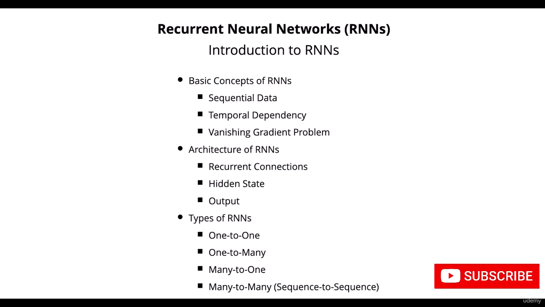One-to-many generate a sequence output based on a single input, example image captioning. Many-to-one produce a single output based on a sequence of inputs, example sentiment analysis. Many-to-many or sequence-to-sequence is process a sequence of inputs and produce a sequence of outputs, example machine translation.